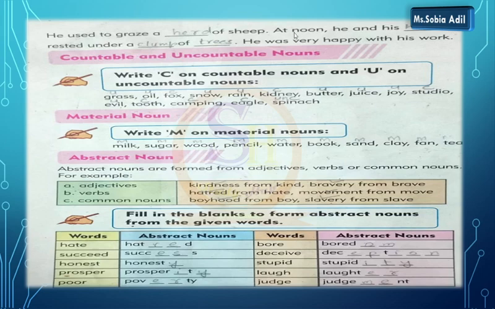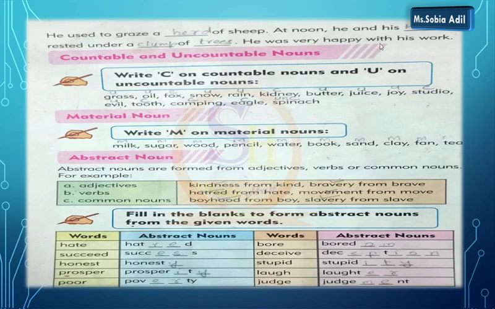Alright. At noon, he and his dash rested under a dash. Right? So here, at noon, he and his herd. Again, you will write here H-E-R-D, herd, and this is also a collective noun. Rested under a clump. Clump here means cluster, right? Cluster of dash, sorry, clump of trees, clump of trees. So what will you write on top of clump? Collective noun. Clump means cluster, right? This word is used for a group.